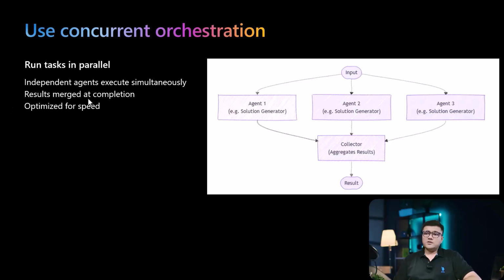It gives you results which are merged at completion, and this is optimized for speed, which means if speed is your priority, you can go for concurrent orchestration. But remember, you need higher quota. You know that every time we want to run an agent, we need a model associated with it, and a model works based on TPM, tokens per minute. If you want to run three different agents on that particular model deployment, you need a higher quota, which is basically going to increase cost. So concurrent orchestration is perfect if you're looking for speed, but not good if you're focusing on saving cost.